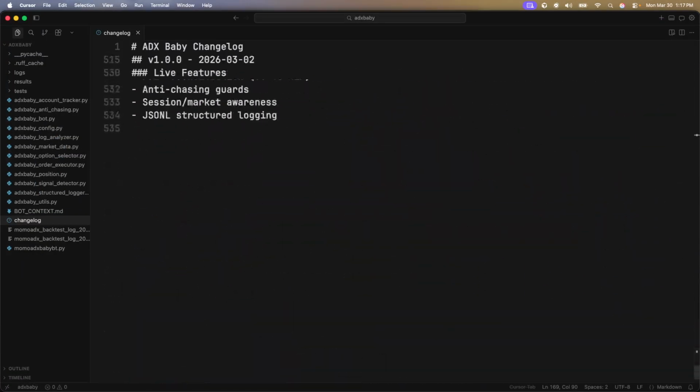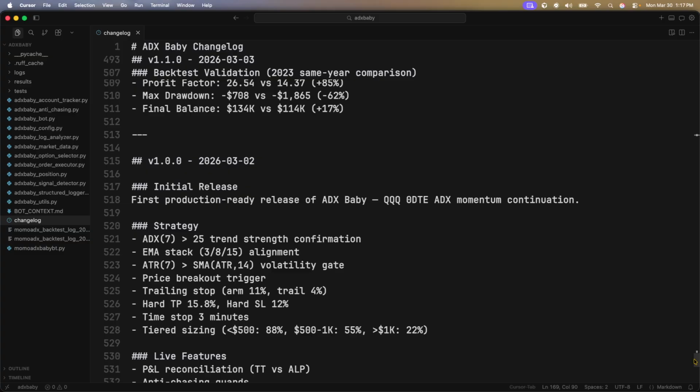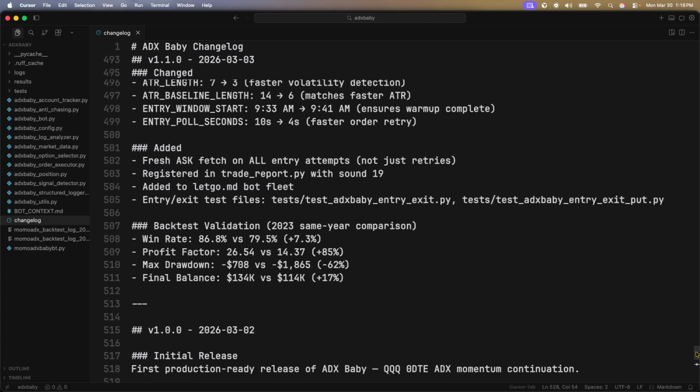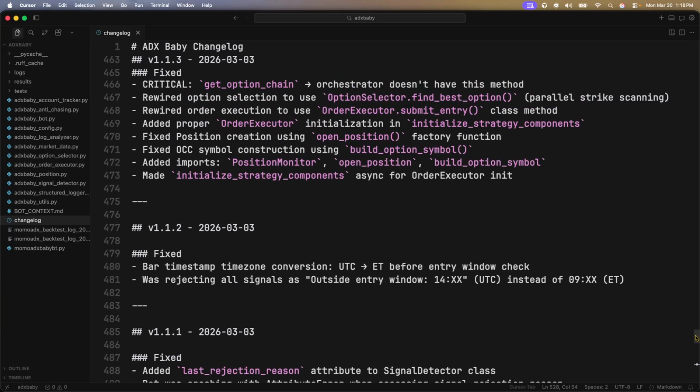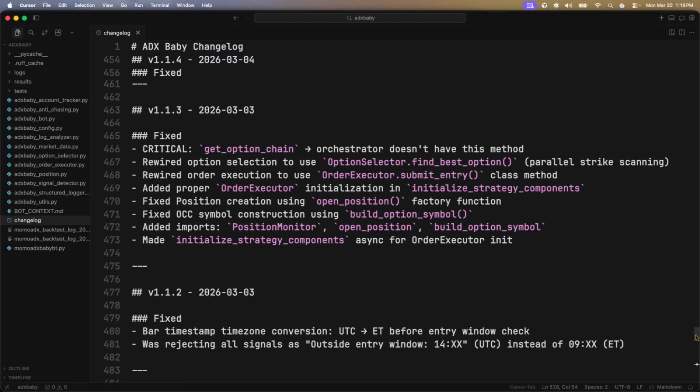What you're looking at right now is ADXBaby's change log, and these are just a few things that we have done to turn this bot around. When the bot was first released, it was ADX7, meaning we're taking the last 7 minutes and filtering any signals that have a strong trend. Anything above 25 lets me know this is a strong trend, right? This is the trend strength, and we dropped that from 25 to 22, and we also changed the stack and a couple of other things. Here you can see the initial release, and then a couple of bugs that we had to fix, like the time zone bug, a UTC ET error, just normal things that we had to fix.